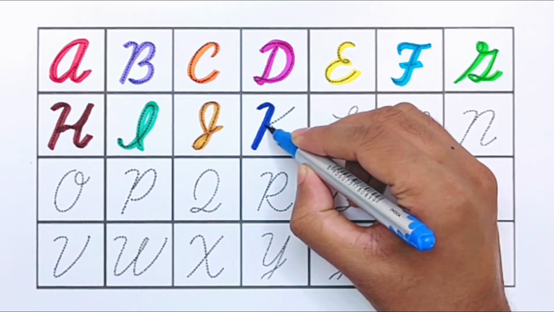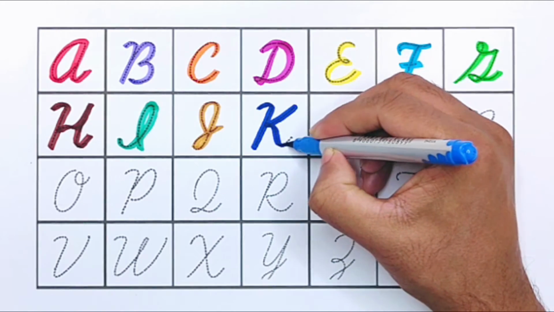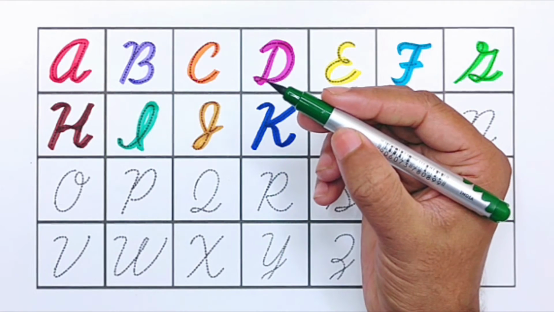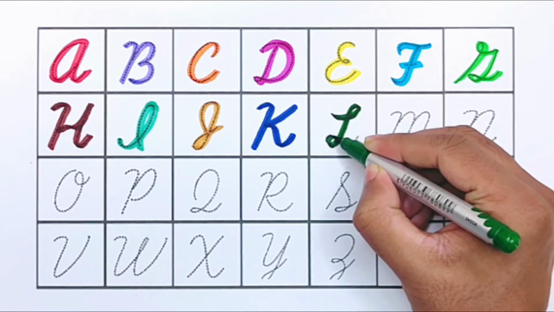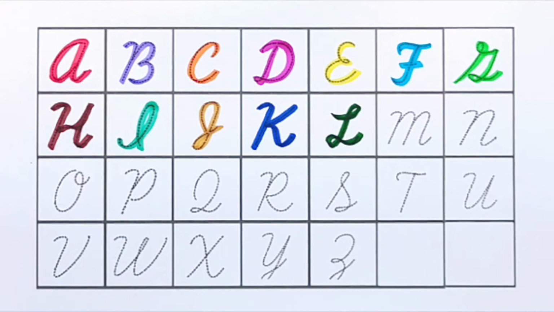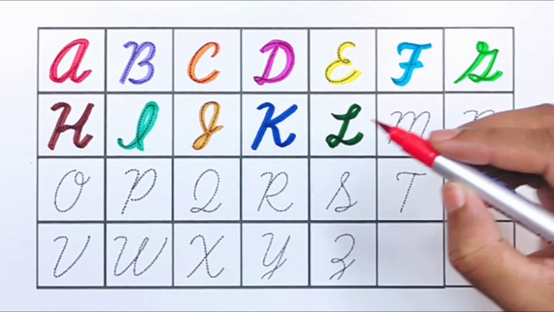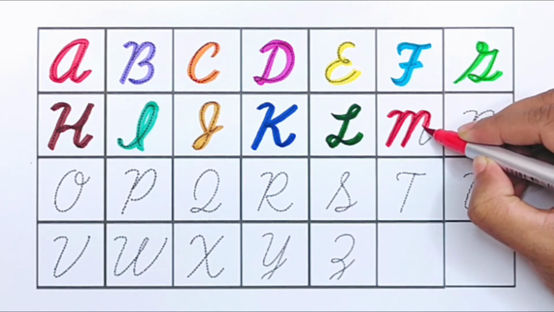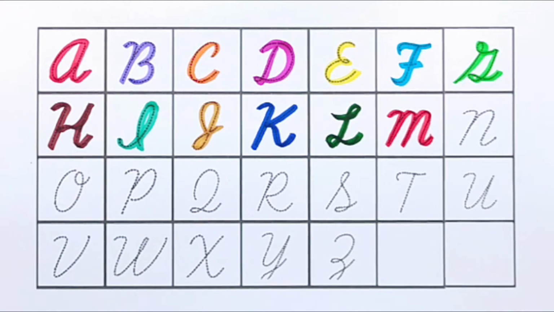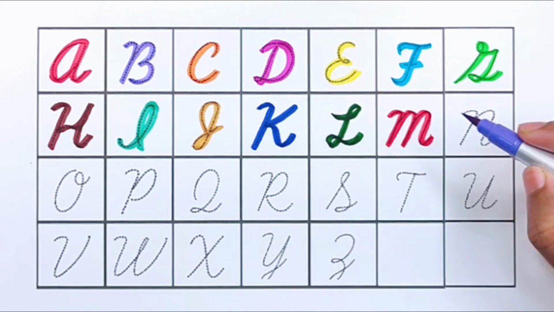K for kangaroo, green color. L for lion, red color. M for monkey, purple color.